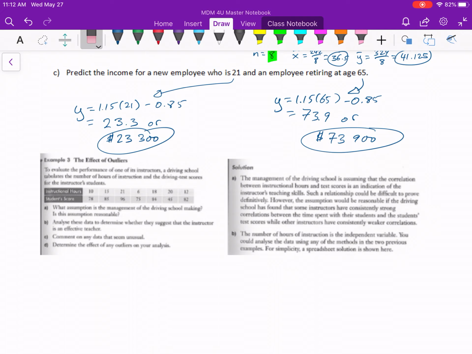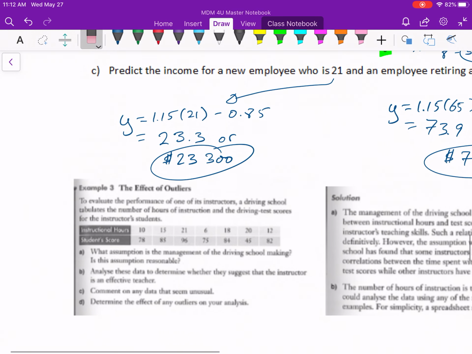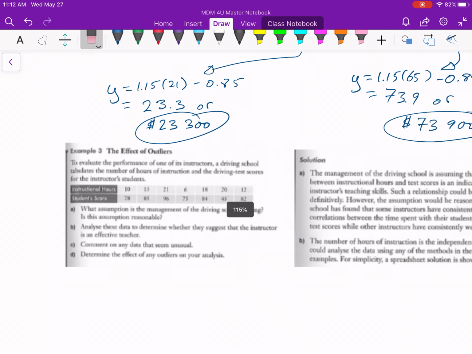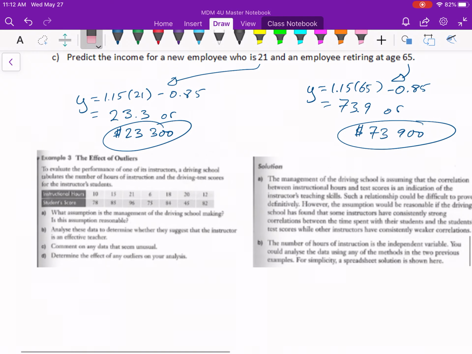And that's how outliers affect two-variable data, because they do. So let's skim through this example really quickly. To evaluate the performance of one of its instructors, a driving school tabulates the number of hours of instruction and the driving test scores of its students. It's shown in this table right here. So here's their data. What assumption is the management of the driving school making?